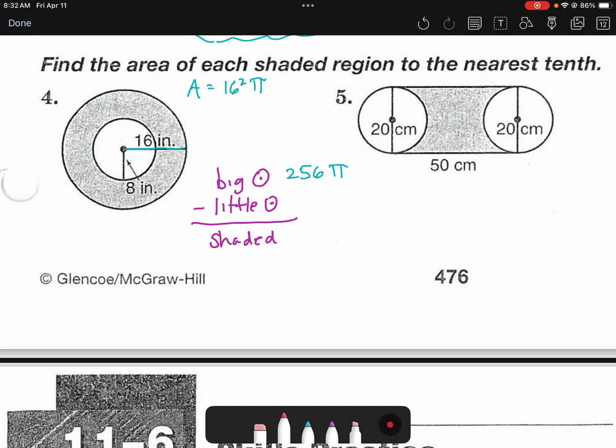Let's find the area of the little circle. The radius is 8. So then the area of my little circle would be 8 squared pi, which would be 64 pi. I need to subtract it. Obviously, the pi's are going to cancel. Cancel that. Your pi's don't cancel. I'm an idiot. Just subtract 256 pi and 64 pi. And you're going to end up with this answer, 603.19.